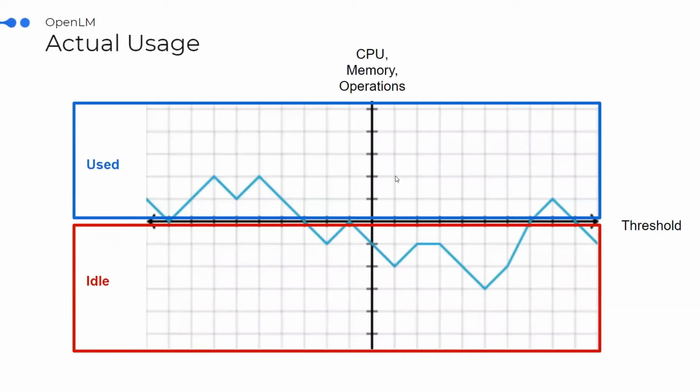Now, how is this done? How do we know if a user is actually using an application or not? Well, we have a component called the OpenLM Agent. It can be installed on the workstation itself. And provided that you have active agent extension and actual usage extension, you can track that idle time and harvest that idle user.